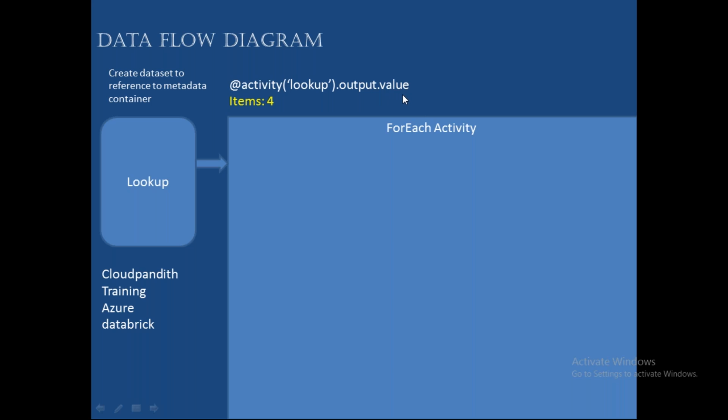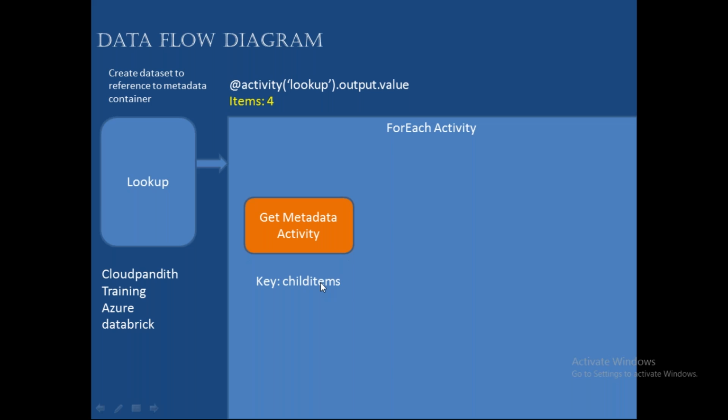Yesterday and the day before yesterday also we have seen this. Today when we debug the lookup activity, you will come to know what you need to use after output dot value. How many items did you get? 4 items. Okay, fine. One by one, I will pass each item to the get metadata activity. In get metadata activity, the key is child items. Let's say I pass Cloud Pandit as the container name. I will pass it to the get metadata activity dataset. This dataset will go to the Cloud Pandit container and check how many items we have in it. So it will just get all the file names.